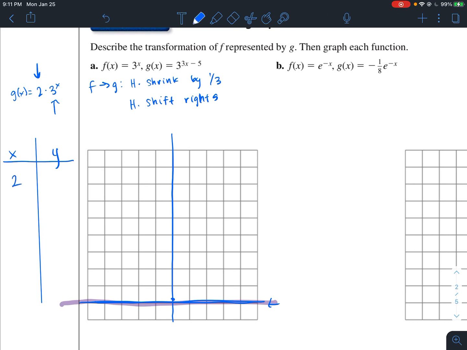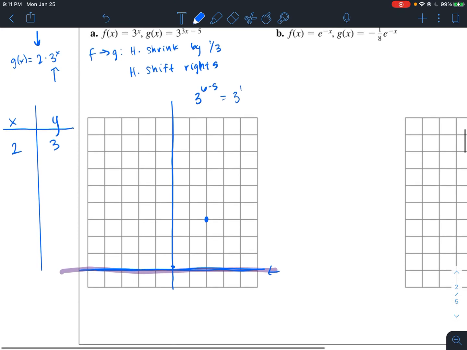If we plug 2 into the function, that means we get 3 to the 6 minus 5. 6 minus 5 is equal to 1, so 3 to the 1 power is just going to be 3. So when x is 2, y is 3. Okay? And honestly, that should be good enough for us to graph.